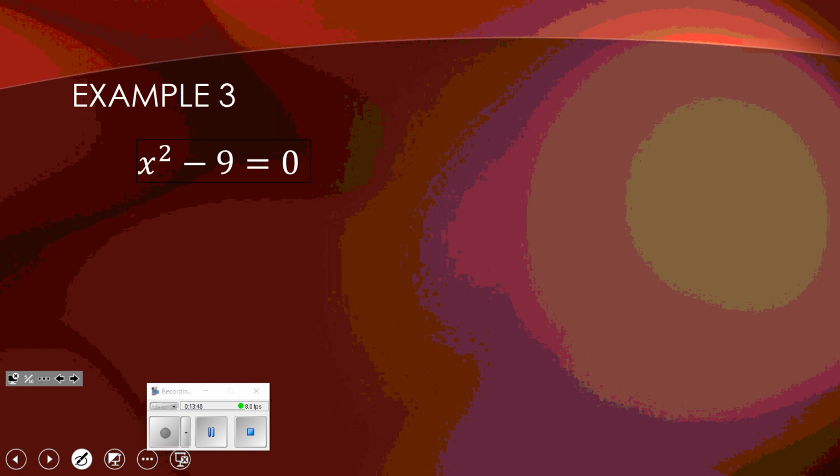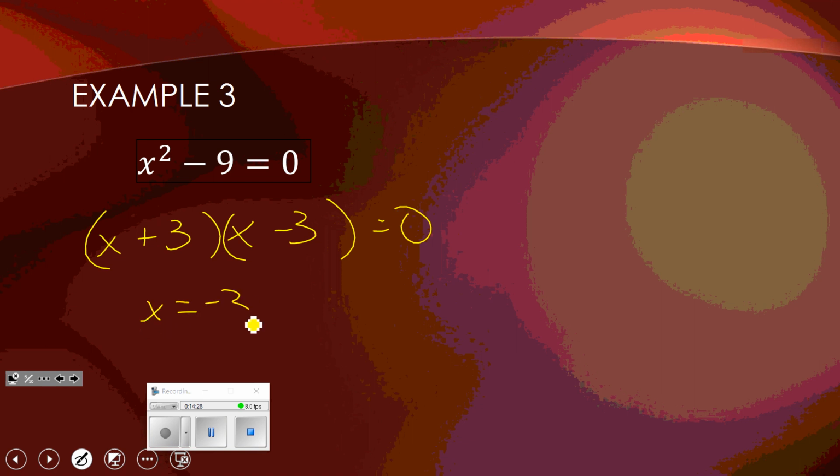Okay. Moving right along. Is it set equal to 0? Yes. Which way of factoring do I have? Difference of two squares. Very good. Okay. So when I factor it, it factors into x and plus 3 and minus 3. And then when I set it equal to 0, x is equal to negative 3 and x is equal to positive 3.